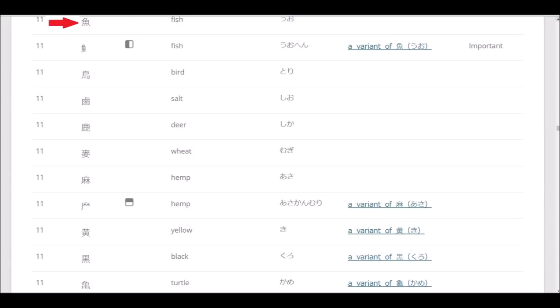On to 11 brushstrokes. Uo, fish. Uo hen, which is the fish radical to the left, and that's pretty important. Anytime you see some kind of sea life kanji, it will frequently have uo hen, the fish radical. Tori, bird. Shio, salt. Shika, deer. Mugi, wheat, again. This is it in its actual kanji form. Asa, hemp. Asakamuri, which is hemp as a radical on top of a kanji. Ki, yellow. Kuro, black. Kame, turtle.